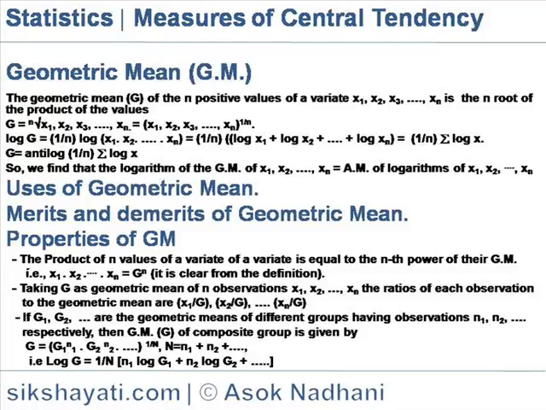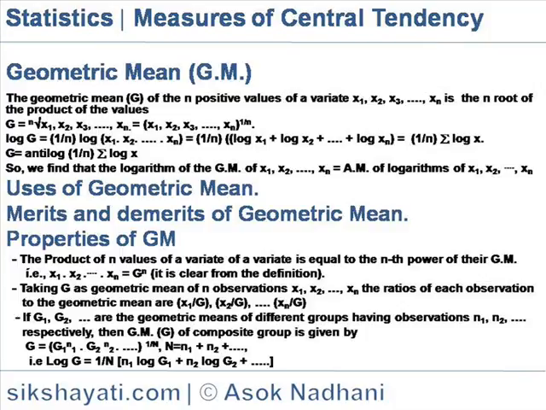Demerits. It is neither easy to calculate nor simple to understand. If any value of a set of observations is 0, the geometric mean would be 0 and it cannot be determined. If again any value becomes negative, the geometric mean becomes imaginary.